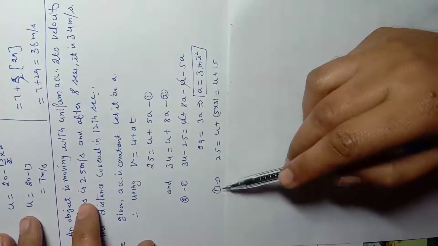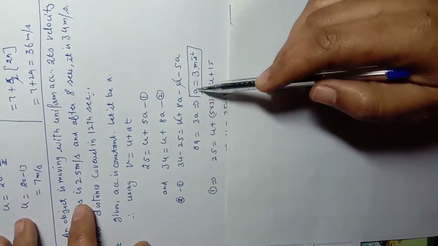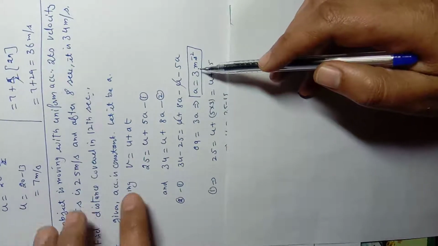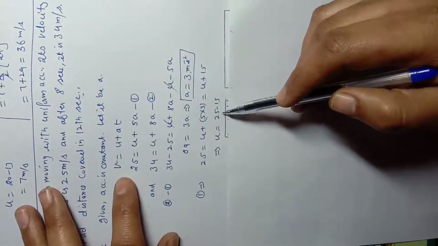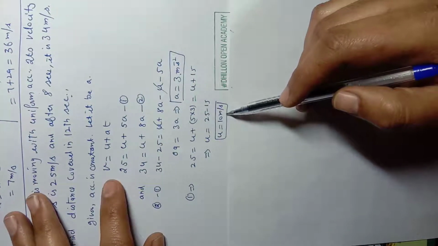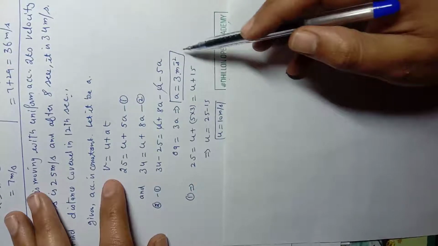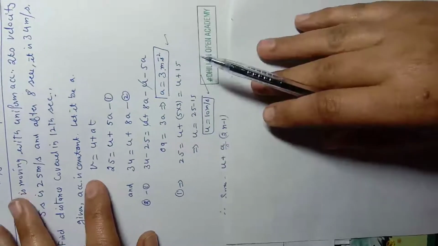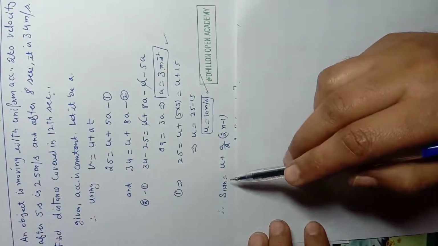We use this value of a in either equation 1 or 2 to get the value of u. We use the first equation. After substituting the value of a, 3 meter per second square, in the first equation, the value of the initial speed comes out to be 10 meter per second. Now both a and u are known to us. So what will be the displacement covered in the 12th second?